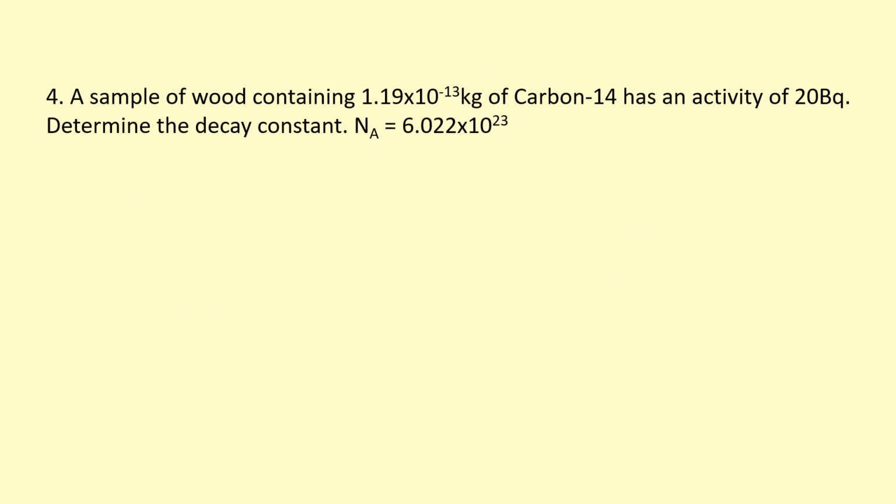Okay, in this example, we've got a sample of wood containing 1.19 times 10^-13 kilograms of carbon-14 and has an activity of 20 becquerels. Determine the decay constant. So we've got the mass and the activity, and we want to find the decay constant. We've got Avogadro's constant as well. Ideally we want to use this equation here, but the problem is we don't have N, the number of isotopes. However, we can use the mass to find that out.